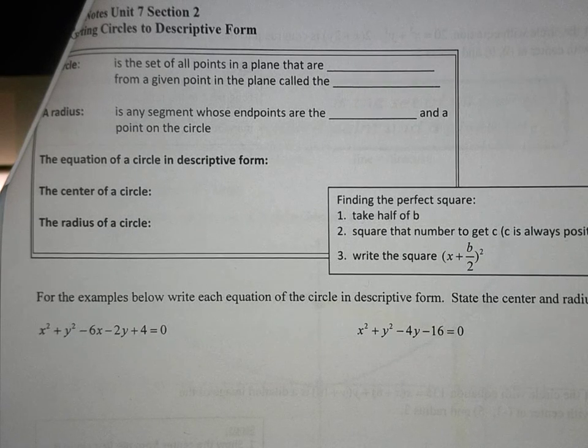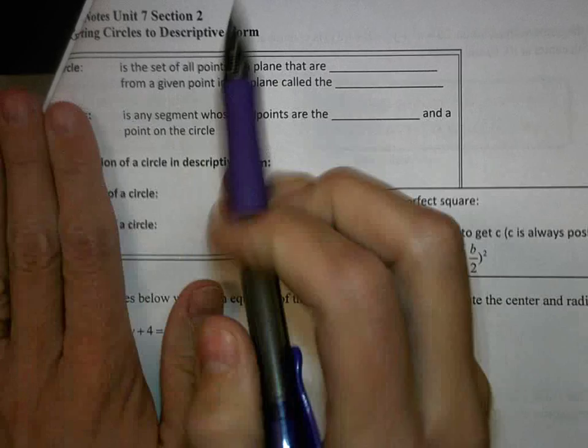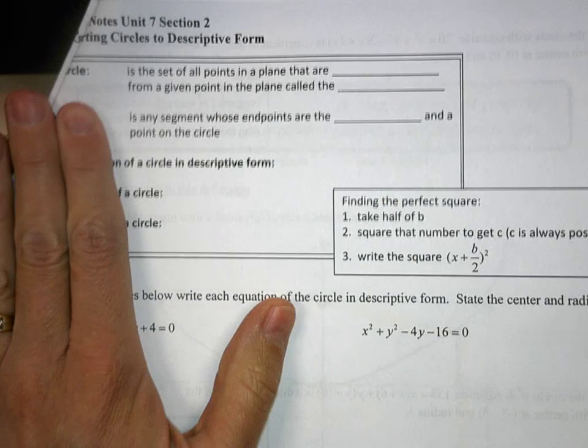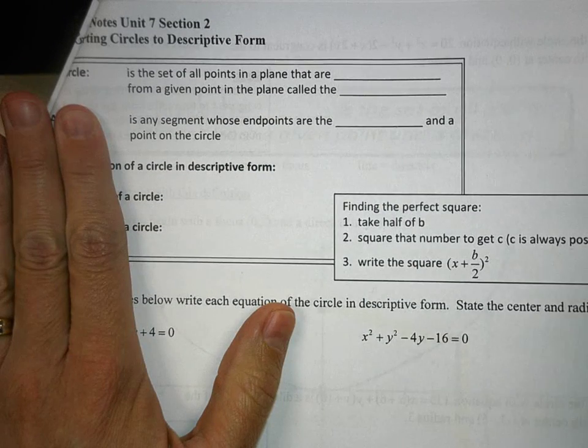Math 3, Unit 7, Section 2. So today we're talking about converting circles into descriptive form so that we can find our center and a radius.